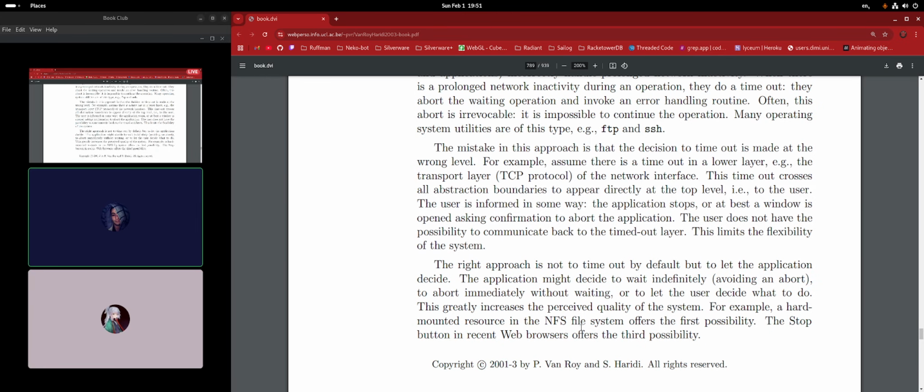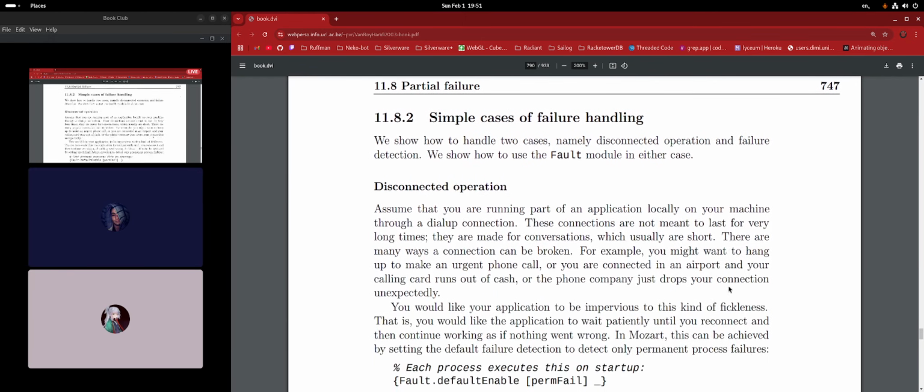The right approach is not to time out by default, but to let the application decide. The application may decide to wait indefinitely, or to abort immediately without waiting, or let the user decide. This greatly increases the perceived quality of the system. And then there are examples. Cool.